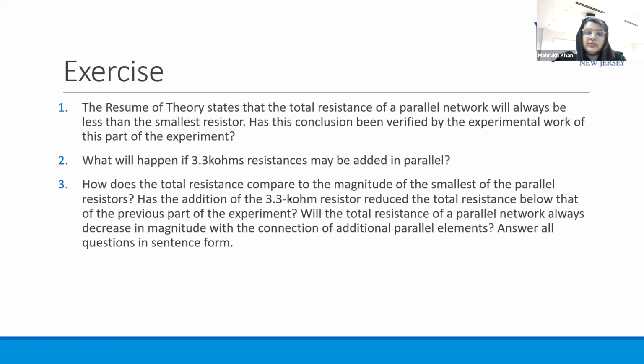And how does the total resistance compare to the magnitude of the smallest? Is the equivalent resistance still smaller than the smallest resistance, and has the addition of the 3.3 kilo ohm resistor reduced the total resistance below the previous part of the experiment? What is the difference between the equivalent resistance you're getting here and the one you got in the procedure? Will the total resistance of a parallel network always decrease in magnitude with the connection of additional parallel elements? What do you think? That's what you need to answer in that question.